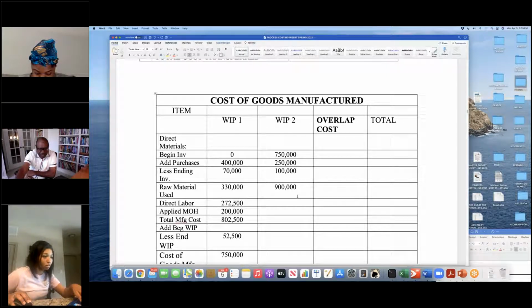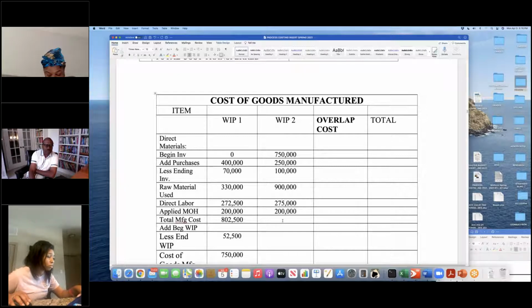What's our direct labor? Look at the T account. Well, go ahead and highlight it. Our direct labor was 275,000. I'm gonna take your word for it. Well, the overhead, 200,000. So what's our total manufacturing cost?